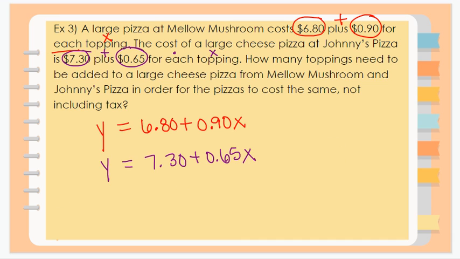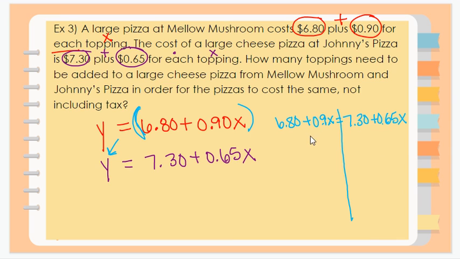Now we can solve this system of equations using our strategies. For this one, since they're both in Y equals, I can use substitution. Since I know what Y equals, I'm going to plug it in for Y in the other equation. So basically, we're just setting them equal to each other. So that'll be 680 plus 90 cents X equals 730 plus 65 cents X.